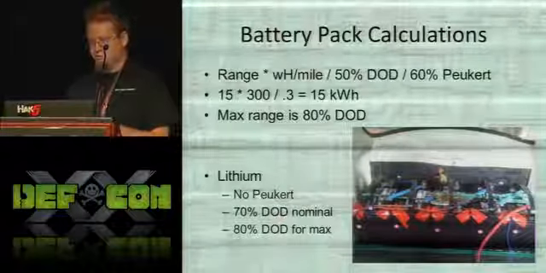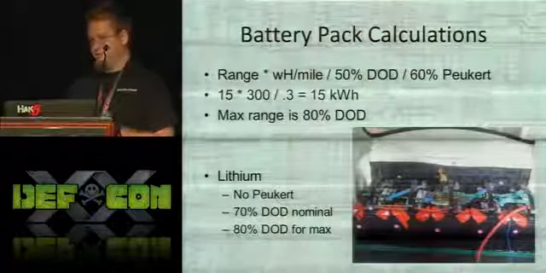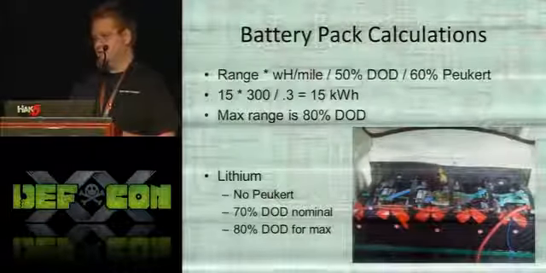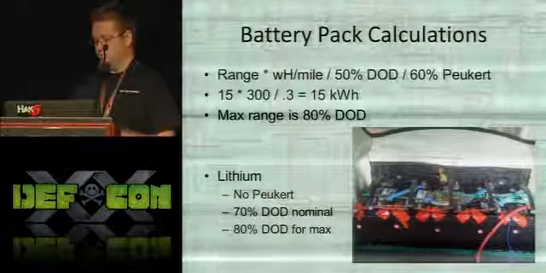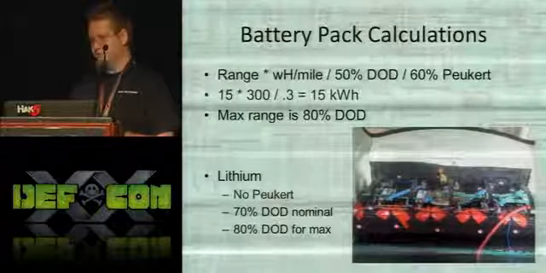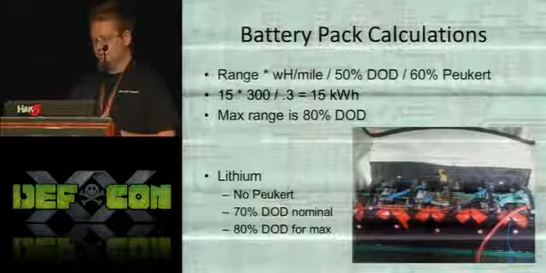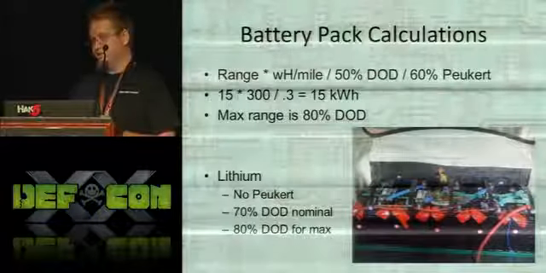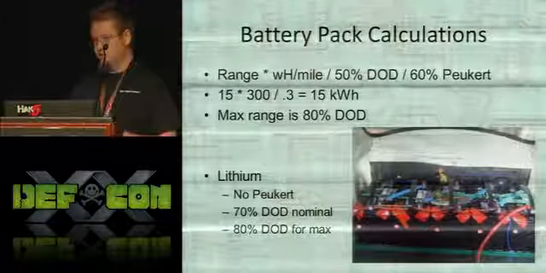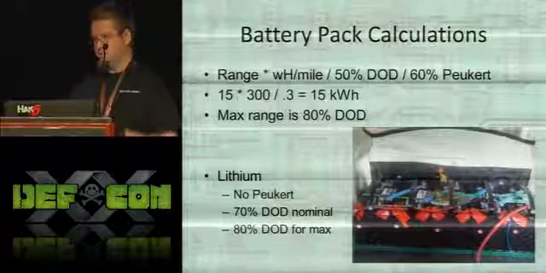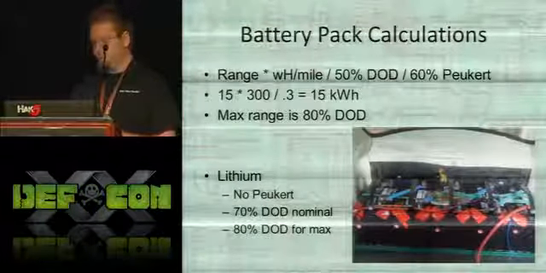So for mine, it works out, it gives me a 15-mile range. That's my nominal range. You can use 80% for the depth of discharge for an occasional thing if you need more than that. So that's why mine has a range of 15 to 26, depending on how far I take the batteries. So for lithium batteries, you don't have that Peukert effect, so you can use a lot more of the batteries. Also, you can discharge them down to 70 or 80% without hurting the batteries, so you can get a lot more out of them.